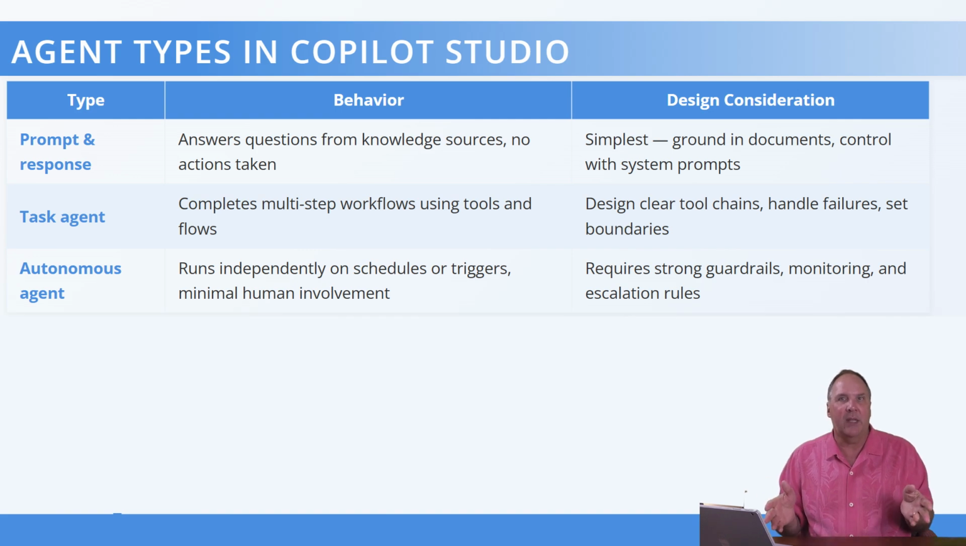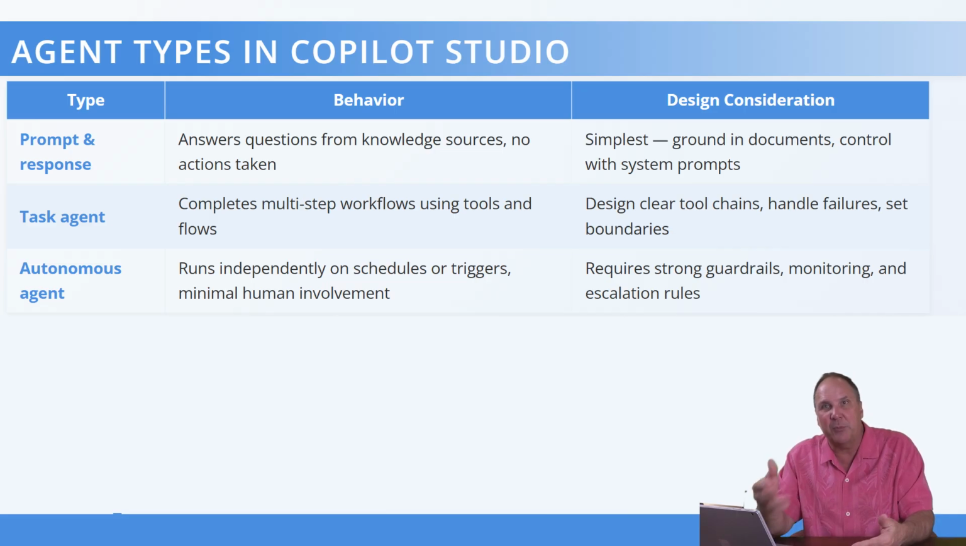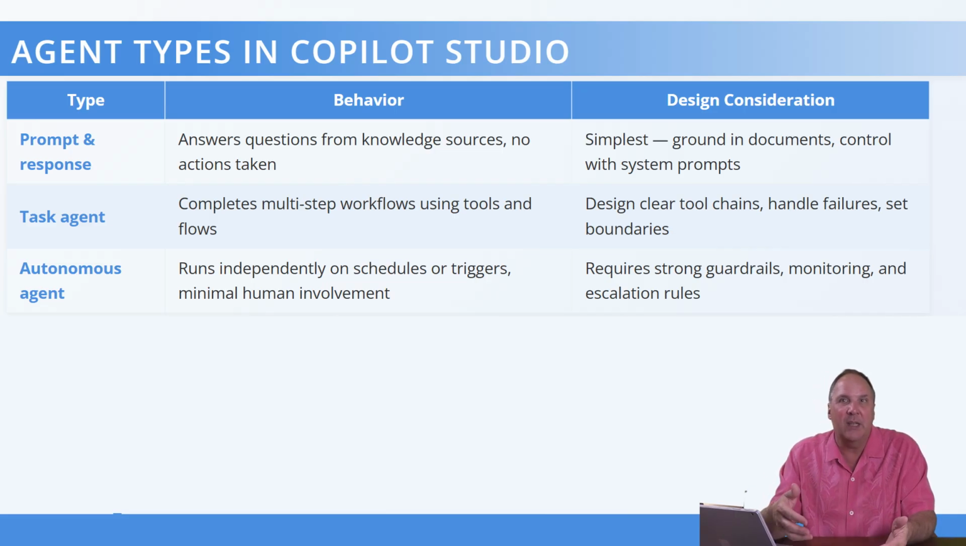Next, autonomous agents. These run independently, often on a schedule or triggered by some business event. There's usually minimum human involvement. A nightly agent that processes expense reports, validates receipts against policy, flags exceptions, and auto-approves anything under $500. It runs at 2 a.m., processes 1,000 reports, and the finance team reviews only the flagged ones in the morning.